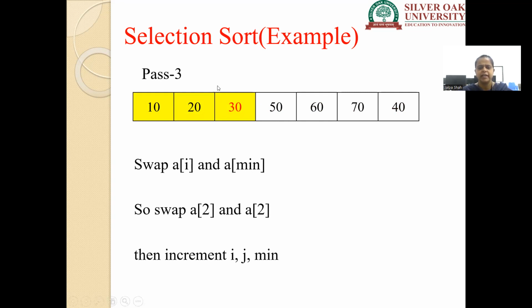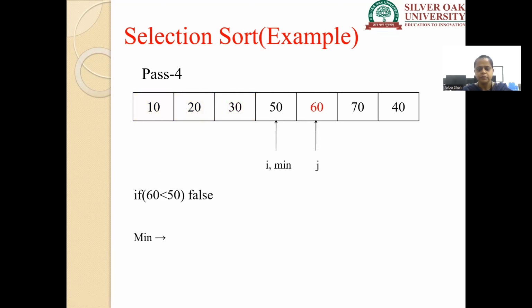So we can see that 30 has occupied its position, and we have to increment I, j and min pointer. Now, we have to go on to the next pass, that is pass 4. So that is 10, 20, 30, 50, 60, 70, 40, which is the output of pass 3. So that will be taken as an input into pass 4. And now I, min and j will be incremented. So I and min will go to index 3 and j will go to index 4.